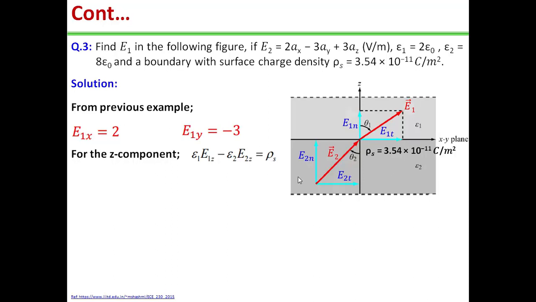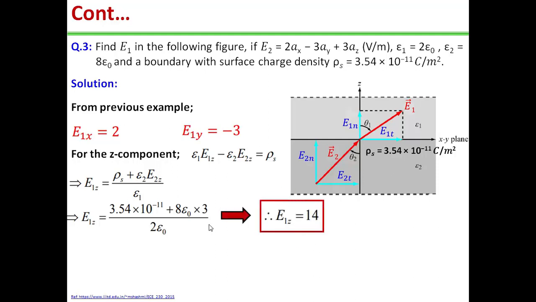So now let us find what E1z is. We know E2z from the question, rho s is given in the question, and epsilon 2 and epsilon 1 are given in the question. So let us try to find this E1z. After putting the values of all these components, we will find E1z is equal to 14.